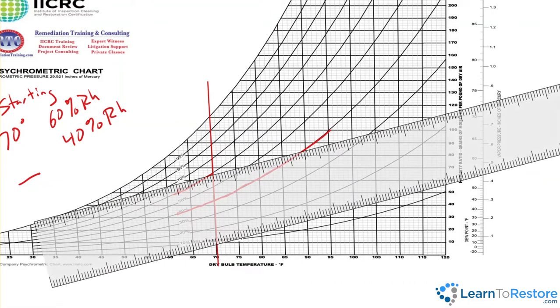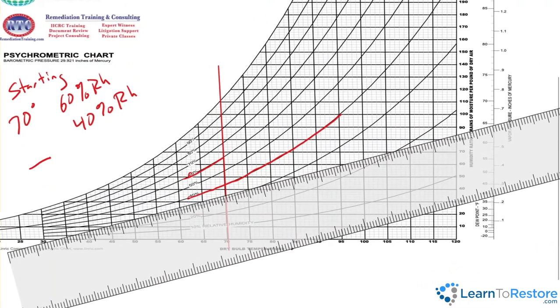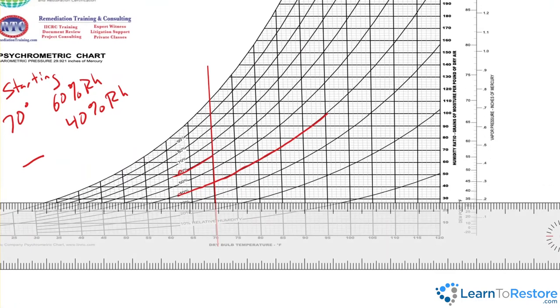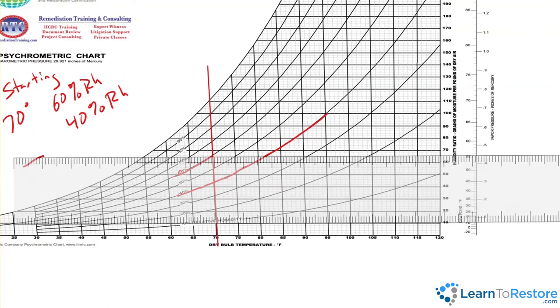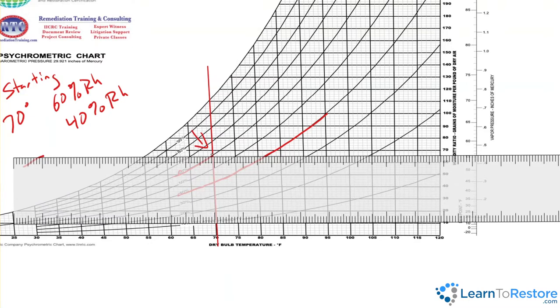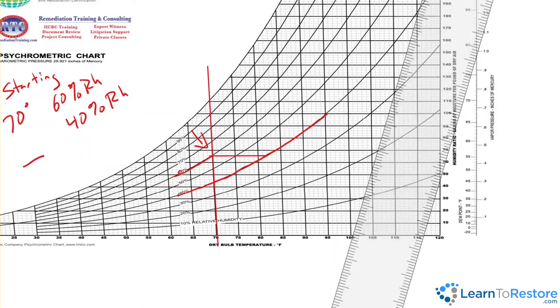So I know that anytime I change temperature, it does not change the amount of moisture in the air, which we mark off as GPP. That's how we measure that. So I'm simply going to go up here to where I'm starting at, right here. And I'm going to go across. I'm just going to start to increase the temperature until I get to 40%. Now that's my new location.